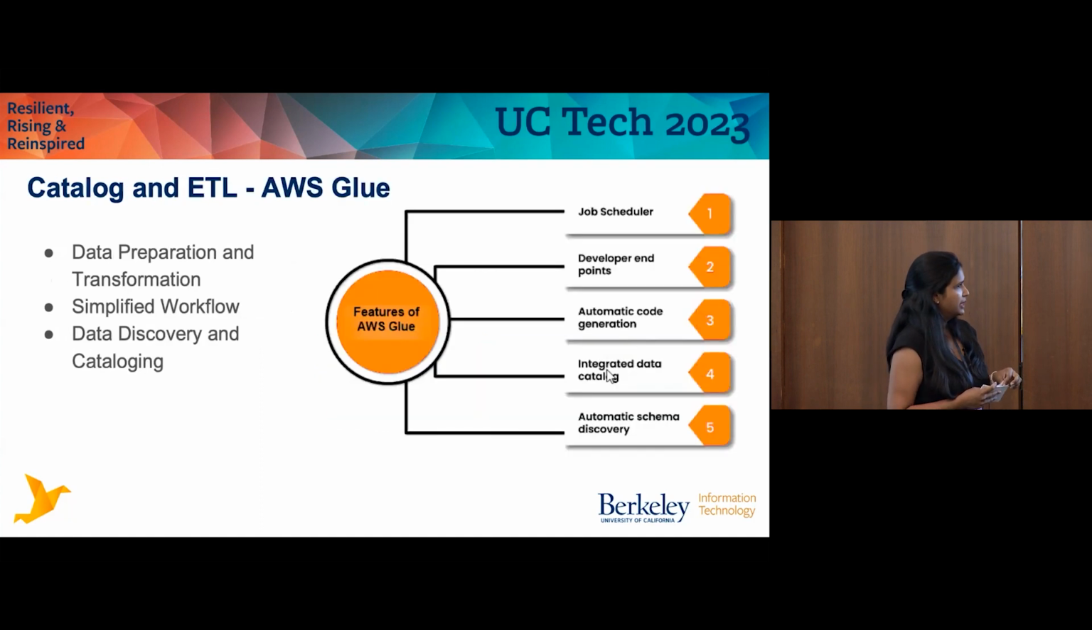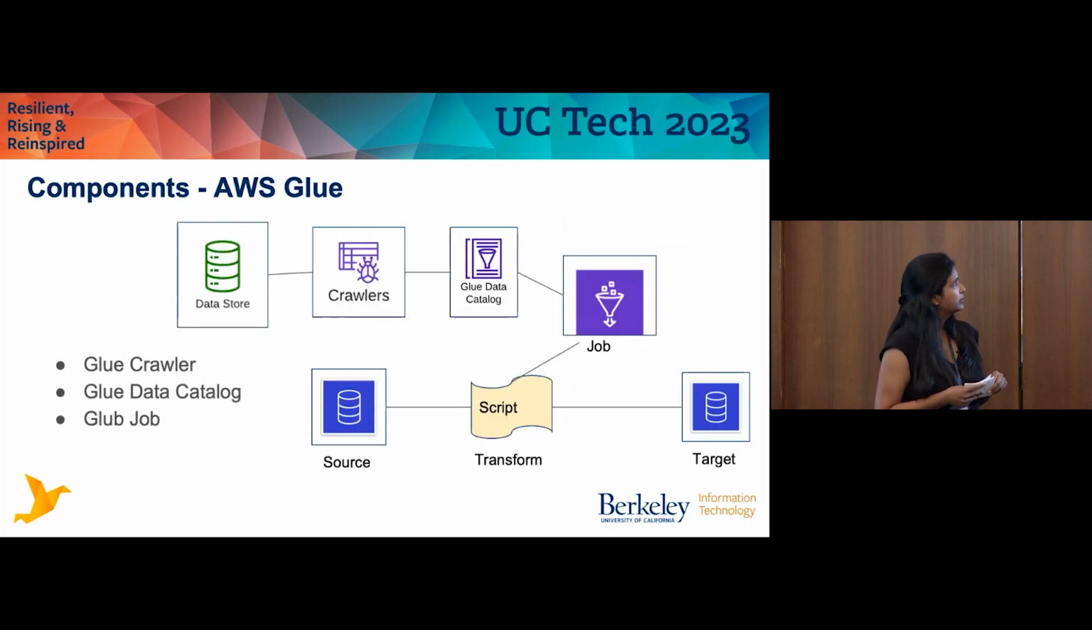So with that said, moving on to AWS Glue. AWS Glue has multiple components to it. It plays a vital role in data processing, mainly in terms of data transformation, scheduling and orchestrating our jobs, and also maintaining a centralized data catalog.